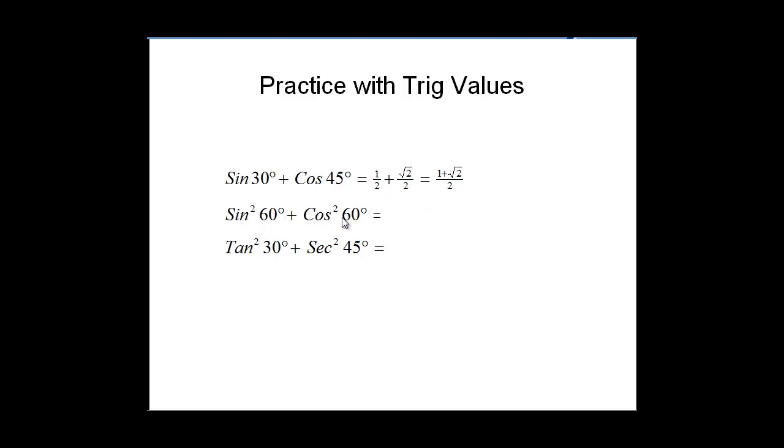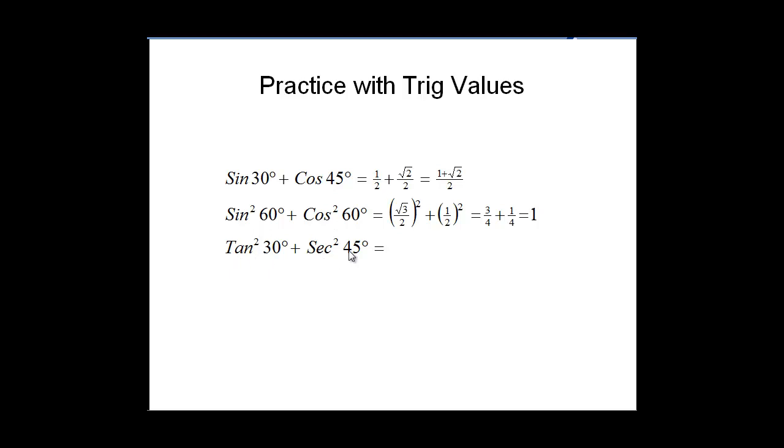Sine squared 60 plus cosine squared of 60. If you put in the numbers, you'll get 1. Sine squared plus cosine squared is always equal to 1, but we can go through the steps. Sine of 60 is square root of 3 over 2 squared. Cosine of 60 is 1/2 squared. This turns out to be 3/4. That turns out to be 1/4. 3/4 plus 1/4 makes 1. But again, sine squared plus cosine squared is always equal to 1. That's a Pythagorean identity.